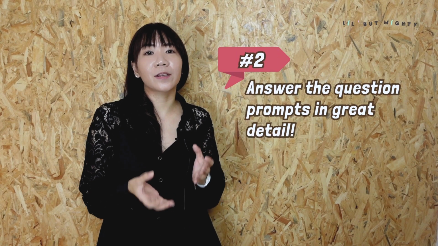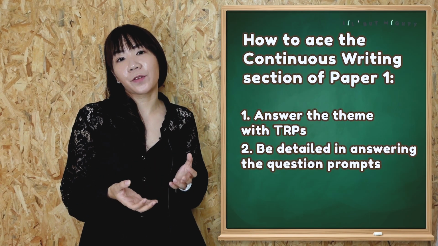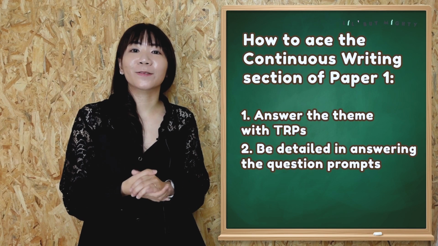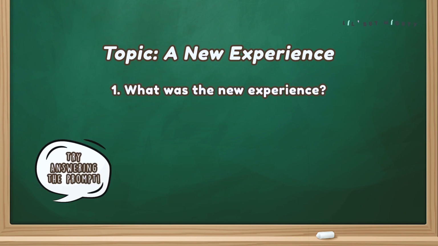To prevent making a grave error of misinterpreting the theme, I'd like to encourage you to answer the question prompts in great detail. In fact, you can think of the question prompts as what the reader or examiner expects to learn about in your story. The story that you plan to write should be based on a sequence of events that help to answer the question prompts. Let's go back to the example of a new experience. If you are planning to write about a camping trip, the plan that you have developed should be based on answering the following questions. Number 1, what was the new experience?